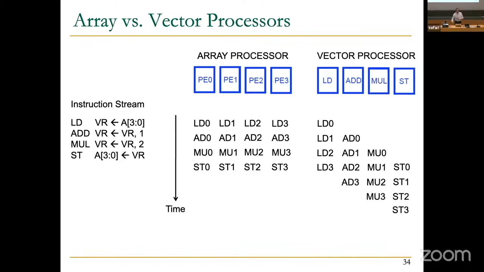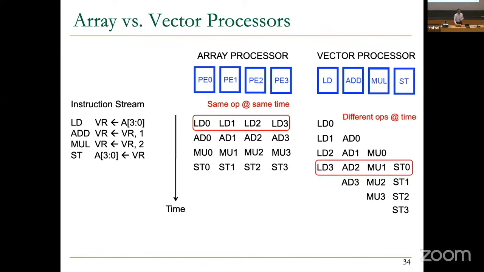Okay, you can see that the vector processor takes longer because its resources are, let's say, more frugal. It's not as expensive as an array processor. But this is the time-space difference. If you look at an array processor, you do the same operation at a given time. And this is the time axis over here, and this is the space axis. But if you look at a vector processor, you do different operations at a given time, right? And in the steady state, you're still doing 4 operations. But that steady state may take some time to reach in the vector processor, as you can see.